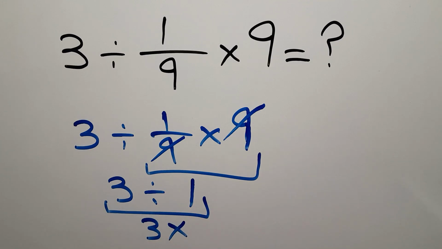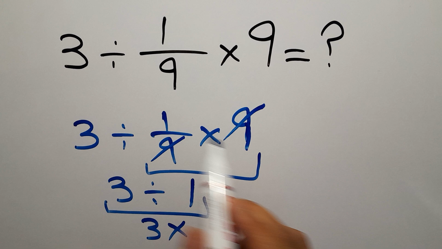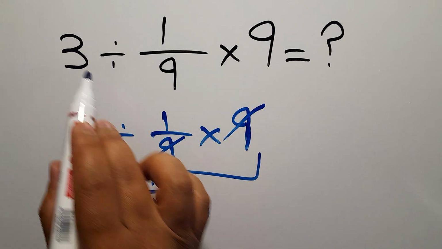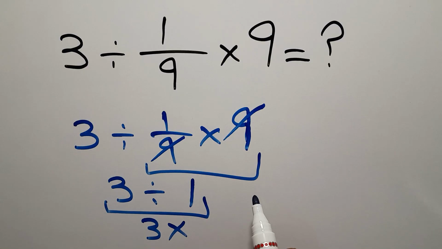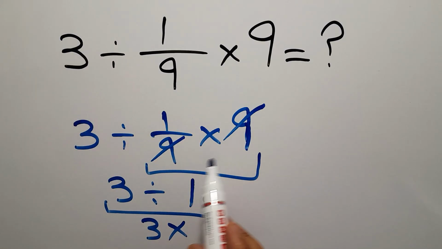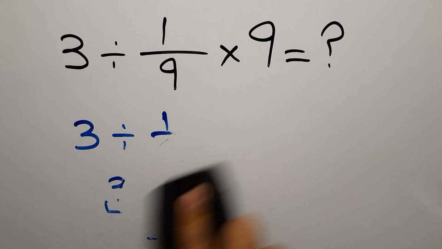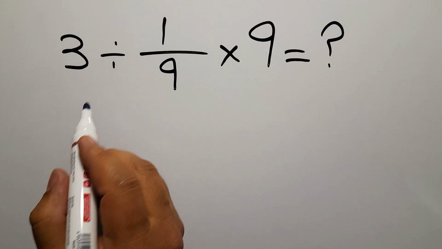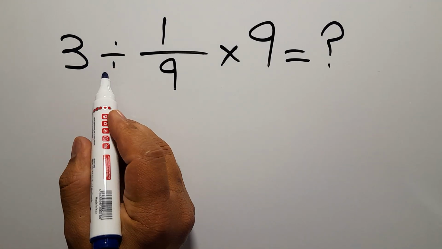But this answer is not correct, because according to the order of operations, division and multiplication have equal priority, and we have to work from left to right. So first we have to do this division, not this multiplication. Okay? So first we have to do this division.